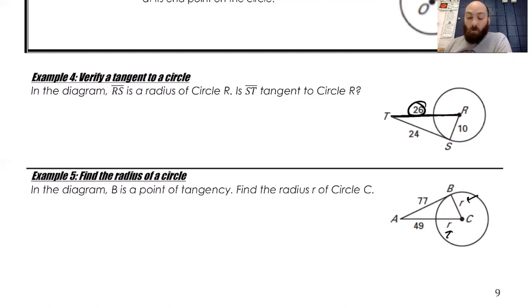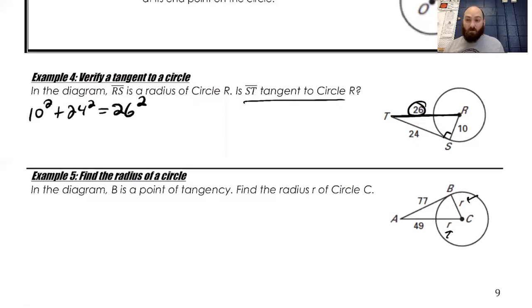So here's what we're gonna do. We're gonna test what we did in the last unit. The question is, if this is a tangent line, then that means this has to be perpendicular. If that's perpendicular, well then that has to be a right triangle. So if I have these three sides, I'm going to test that out. Is 10 squared plus 24 squared equal to 26 squared?